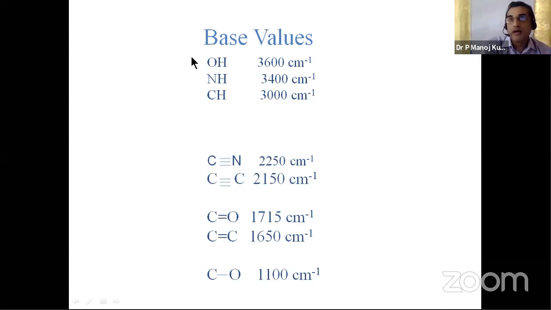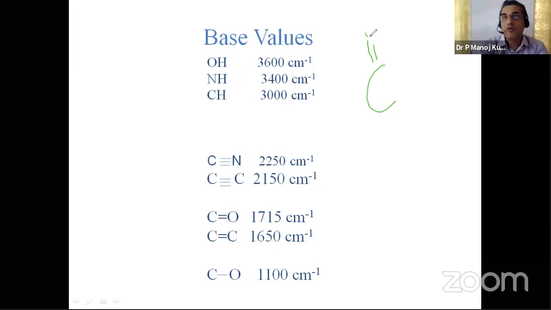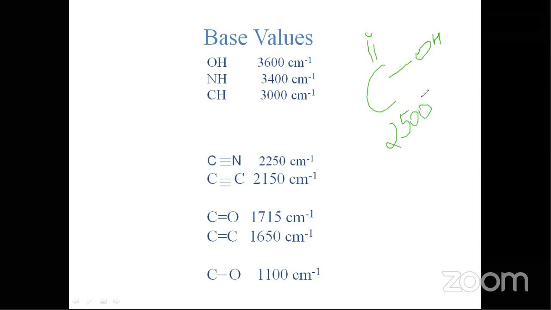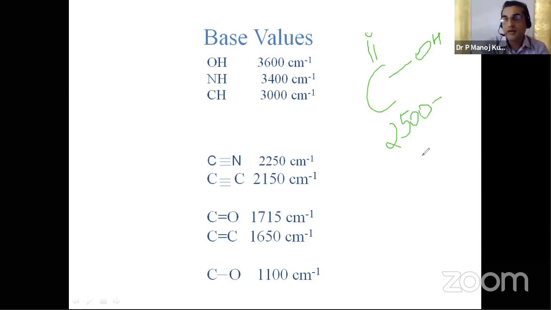For example, if I know that, see, what is the value I am remembering? I am memorizing it as 3600. This can be a part of a C double bond O OH group. At that time, the value of this OH group will be around 2500 to 3300, around something like that. Okay, 2500 to 3300.